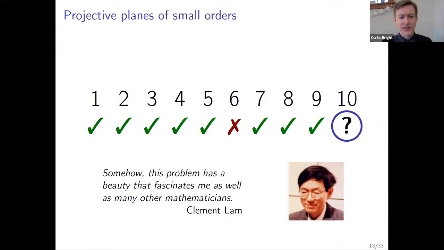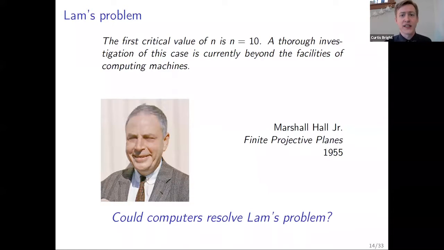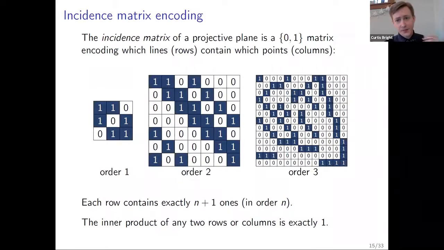He basically points out this is an infamous problem, even dating back. Here's Marshall Hall talking about it in 1955. He points out, okay, the 10 case is the critical case, the first open case, and he raises the possibility, okay, computers are starting to be developed. Lacking a proof either way, it's a natural thing to try to search for this thing, right? The question is, can we use computers to help resolve Lam's problem? First of all, you need a way to encode the problem into a computational format. You're not actually going to use those nice colorful diagrams.